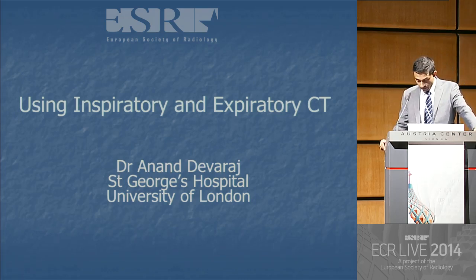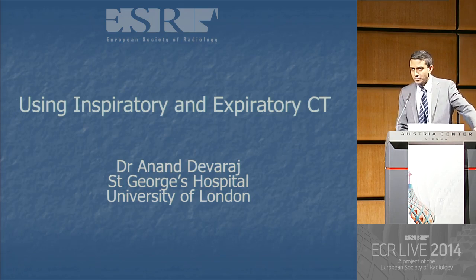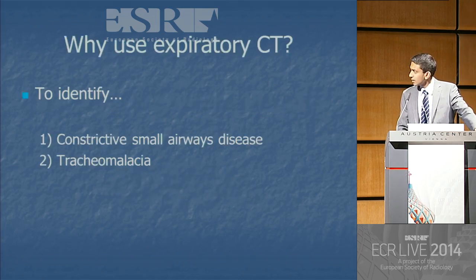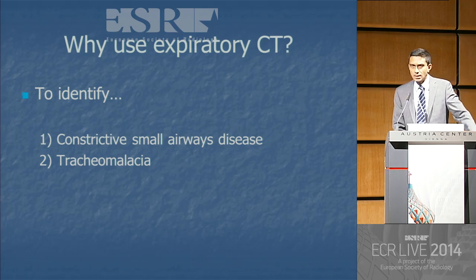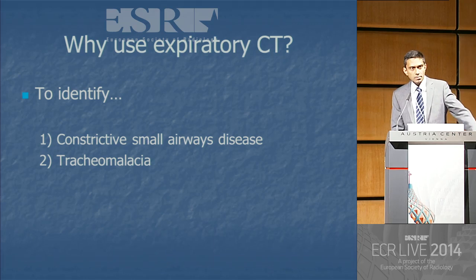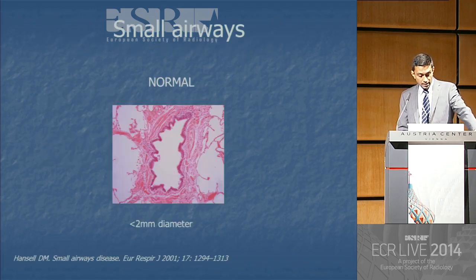I'm going to talk about inspiratory and expiratory CT, but the bulk of my talk is obviously going to be about expiratory CT, because I'm going to assume that for most of us the default setting for performing thoracic CT is in inspiration, and I'm only going to talk about two things. One is the role of expiratory CT in the identification of small airways disease, or air trapping, and the second half of the talk is going to be about the role of expiratory CT in the identification of tracheomalacia.